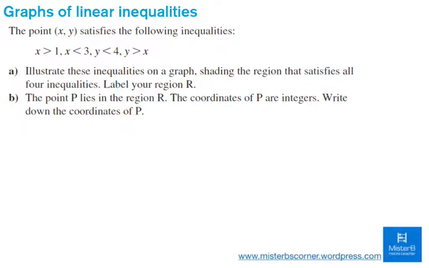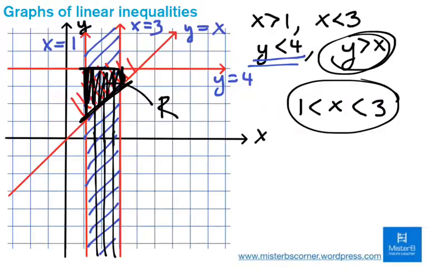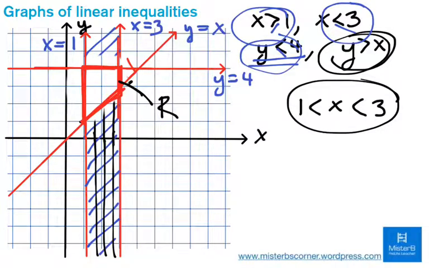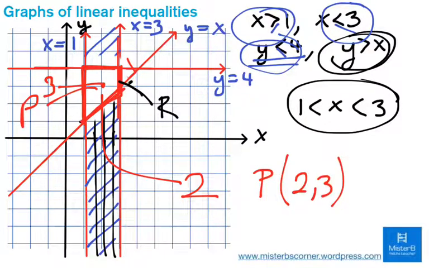In part B, the question says, the point P lies in the region R. The coordinates of P are integers. This is important. So it's not decimals, no fractions, just integers. Write down the coordinates of P. So, when we look at this region, we can only see, let me clarify this a little bit. Now, I can't have the borders in my solution because there is no equality in our inequalities, so I have to consider a point in the region which the coordinates would be integers. So actually it's this point I'm talking about. So the point P is here with the coordinates being, well, that's gonna be a 2 and that's gonna be a 3. So P is (2, 3). We're looking for this point.